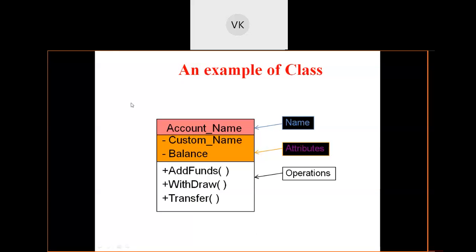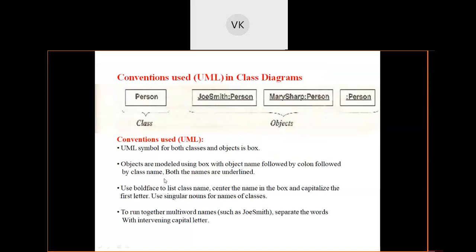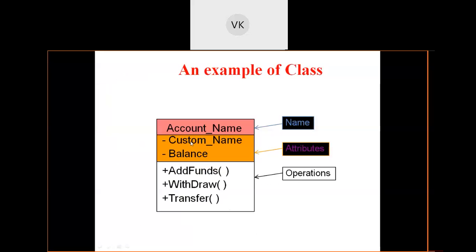In this slide, you see the class diagram with respect to the account holder in the bank. Here you see the name of the account. The name of the account means whether it is a current account or a savings bank account.